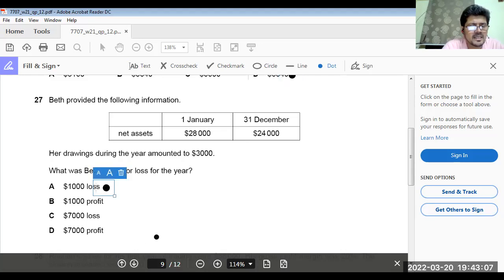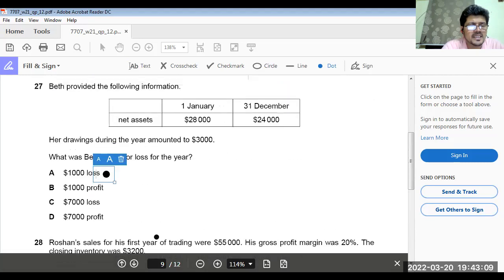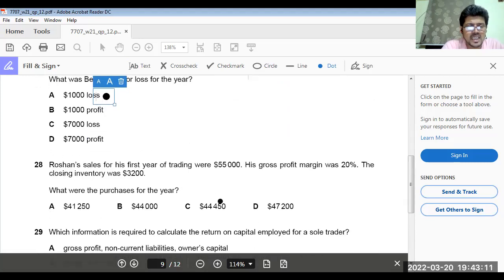Okay, 27 done. Now 28. Roshan's sales for the first year of trading are 55,000, gross margin 20%, closing inventory 3,200. This is the start of the business, so it means no opening inventory. See, 55,000 is the amount of sales, multiplied by 80%.